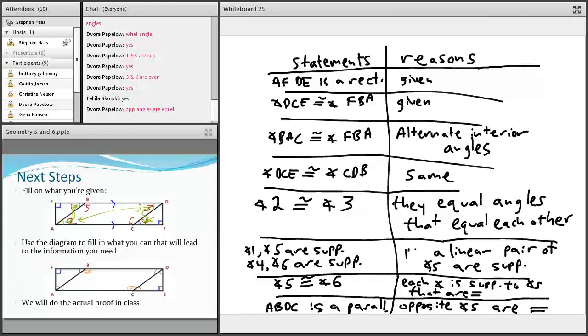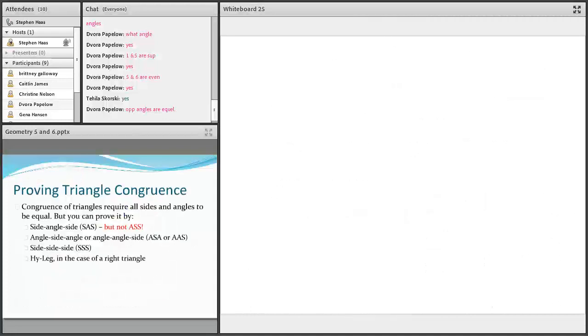Now again, I'm not expecting you to be able to do this right away. I just wanted to illustrate how they work. Because what we're going to be doing today is proving triangles. And proving triangle congruence requires that, now congruence, remember, means the two shapes are exactly the same. If you took one and put it on top of the other, they would fit precisely. That's what congruence means.